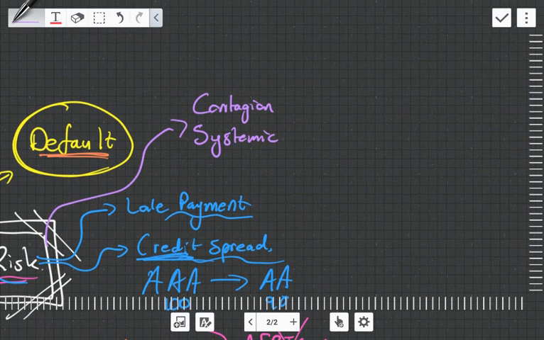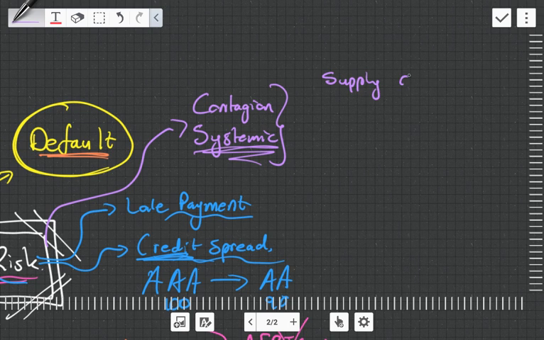I know it's weird. It's almost like everything in finance went wrong, and that's because of systemic risk. Systemic risk says that if one part of the machine breaks down, the entire thing comes to a halt. So what we mean by contagion systemic risk, I'll give you a quick little example.